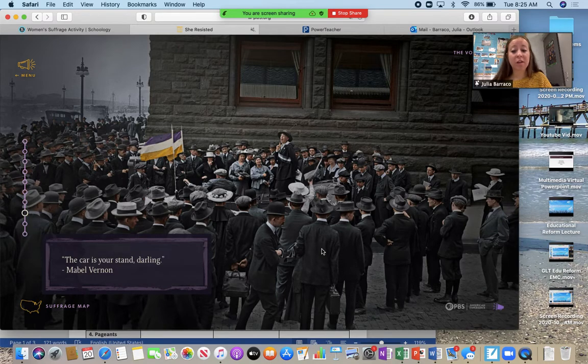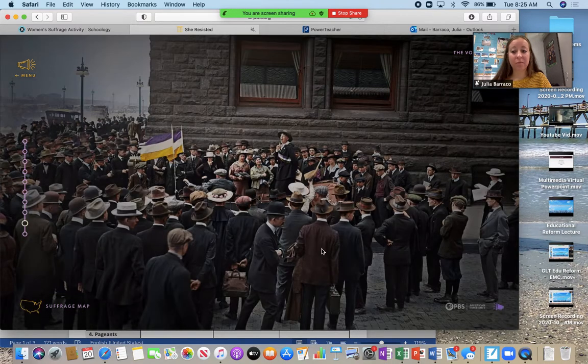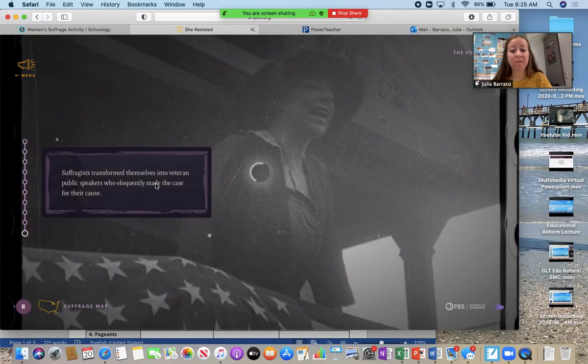"The car is your stand, darling," said Mabel Vernon. It says suffragists transformed themselves into veteran public speakers who eloquently made the case for their cause.